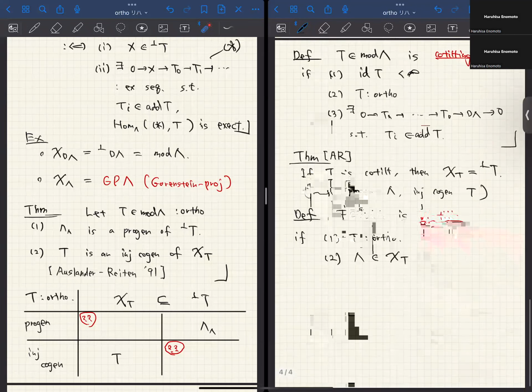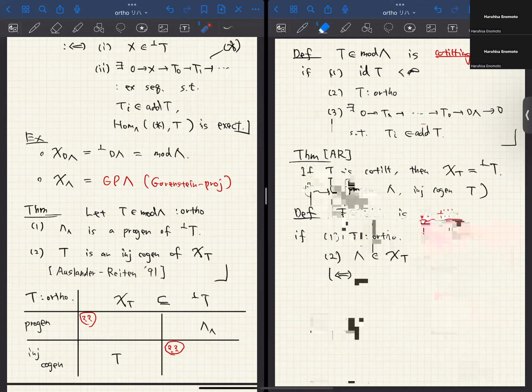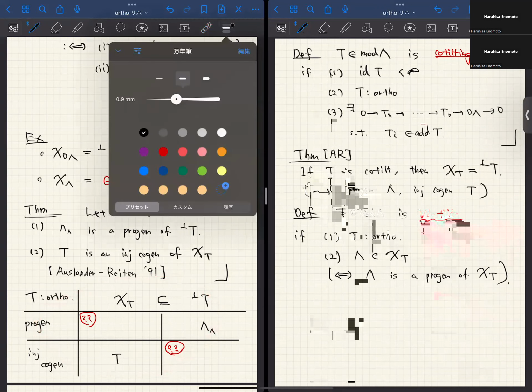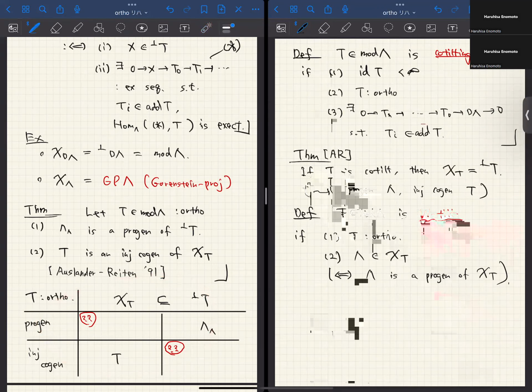but under assumption one, this is equivalent to X_T having progenerator lambda, or maybe lambda is a progenerator of this X_T. So let's look at this table. This definition of Wakamatsu tilting module says that this is lambda if and only if T is Wakamatsu tilting. You can think of this as a definition of Wakamatsu tilting module.